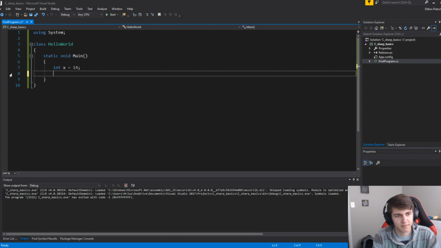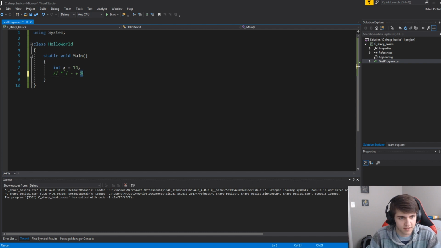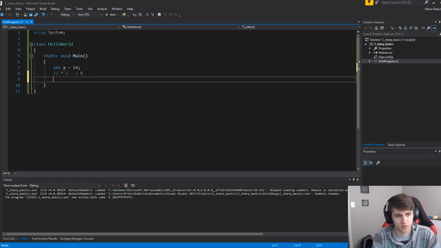Alright, we're going to do a little bit of math here. Really quickly, these are the operators for math. This is multiplication, that's division, this is subtraction, this is addition. And then there's also this special character called the modulus operator, which is the percent sign. So let's go ahead and just see how all of these guys work.